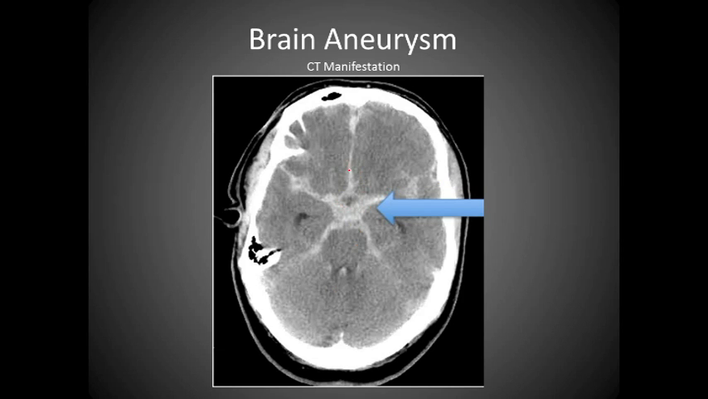It looks like subarachnoid hemorrhage. We have blood going all the way through the circle of Willis, kind of filling in these spaces. Looks almost like we've injected with contrast. However, it's safe to presume that we had not injected with contrast here.